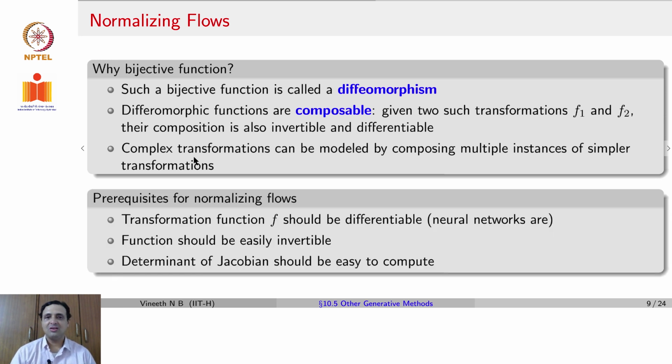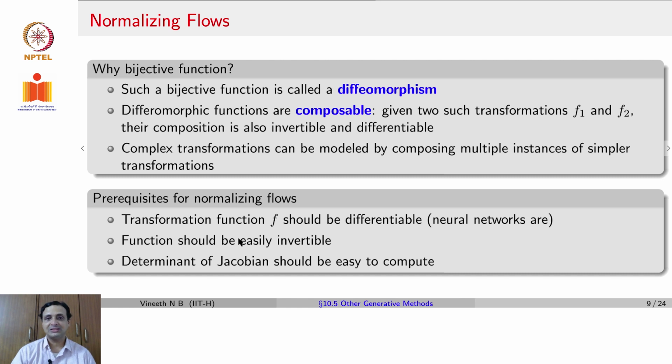So what do we need for normalizing flows? We want the transformation function, each of them, to be differentiable. So that should give us the answer. If each of those functions that take you from z to x is a layer of a neural network or an LSTM or a set of layers of a neural network, they are differentiable and we have met the first prerequisite. The second is that the function must be easily invertible.